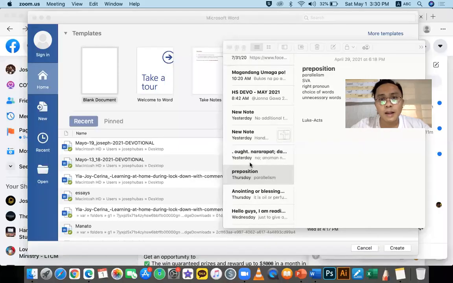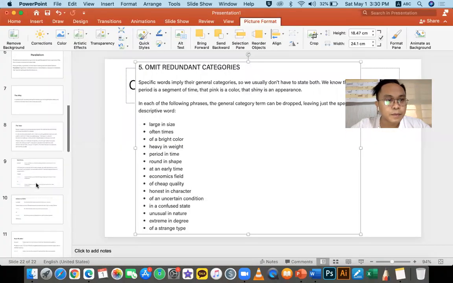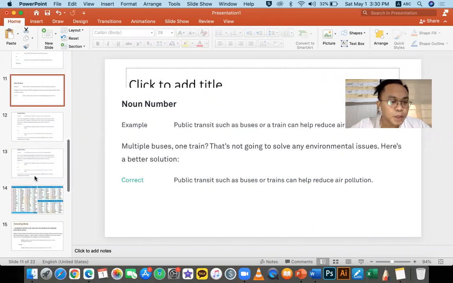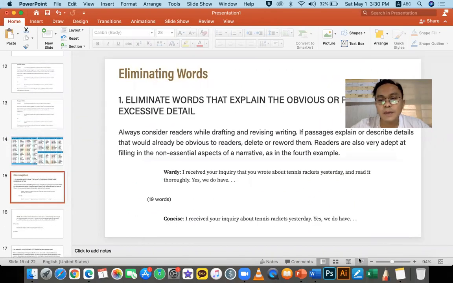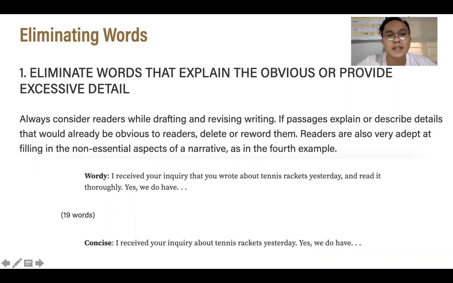So we need to avoid those unnecessary words when writing our essay kasi pinaka-key pa rin in writing an essay is it needs to be short and concise and direct to the point. Okay, so let me share again my screen to you. Pagdating sa omitting words. So here, eliminating words. First one is we need to eliminate words that explain the obvious or provide excessive details.